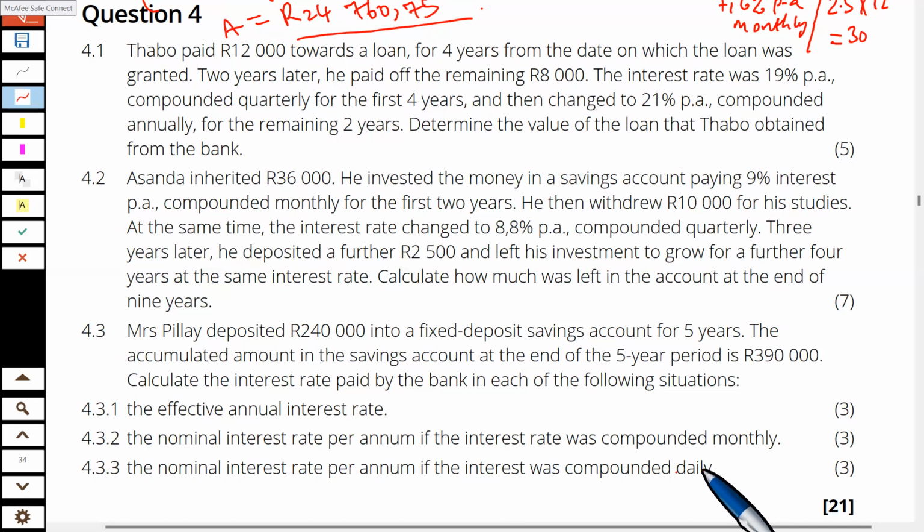Let's do Mrs. Pillay. Mrs. Pillay deposited 240,000 into a fixed deposit savings account for 5 years. The accumulated amount in the savings account at the end of the 5-year period is 390,000. Calculate the interest rate paid by the bank in each of the following situations. Okay, the effective annual interest rates. Try 4.3.1. It's easy for 3 marks. Let me know what answer you're getting.